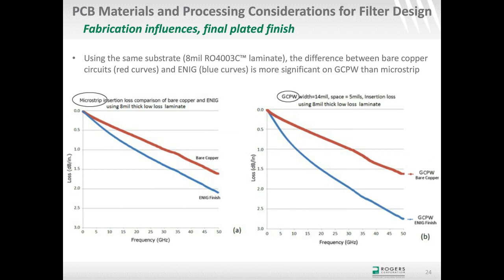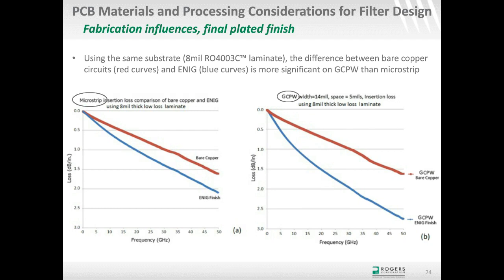And the circuit material is 8 mil RO4003C, and the chart on the left are the microstrip circuits. The chart on the right is the grounded coplanar waveguide circuits. The red curve is circuits built on bare copper, and the blue curves are circuits built with ENIG, electroless nickel immersion gold. And nickel is about 1/3 the conductivity of copper, and because of that, it's going to cause more conductor losses and ultimately more insertion loss, as shown here.